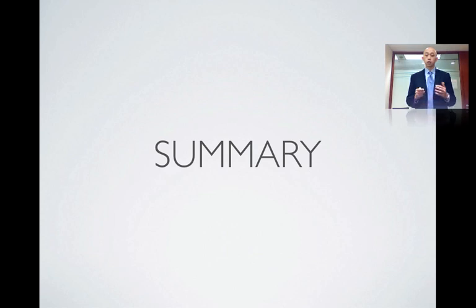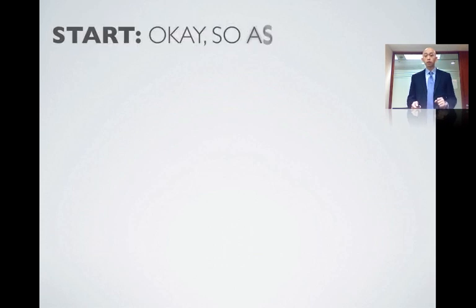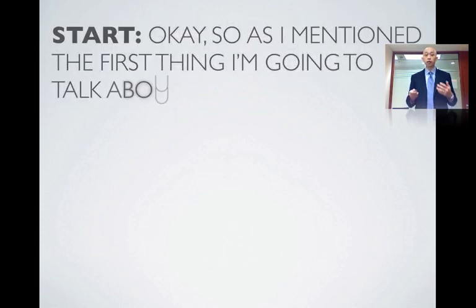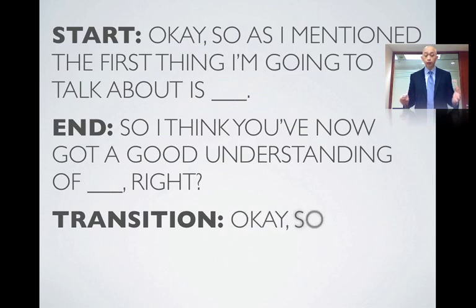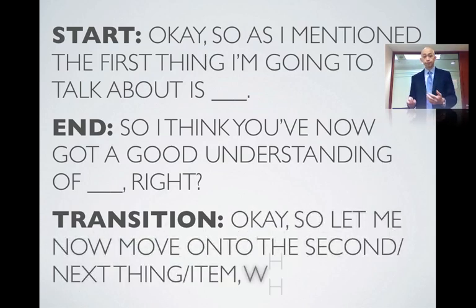All right? So I've just told you the 3 expressions you can use to start, end, and then transition your topics. So just to review, the starting was, okay, so as I mentioned, the first thing I'm going to talk about is whatever. You end it by saying, so I think you've now got a good understanding of whatever, right? You transition to the next topic. Okay, so let me now move on to the second thing, which is, and then you go back and you start again with the ending one. So you say, so I think you've now got a good understanding of whatever, right? And you move on to your third one, your third item, which is again, okay, so let me now move on to the third item, which is, and then continue your presentation.